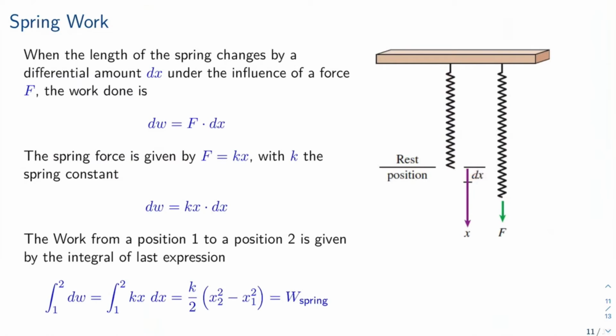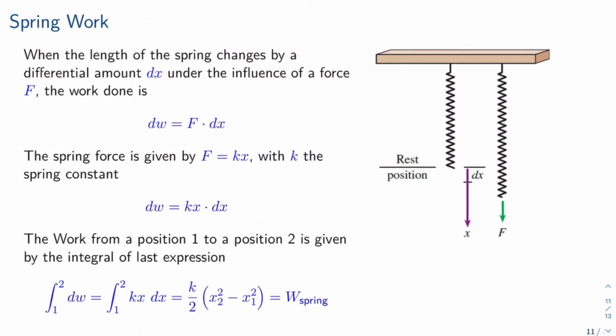Now the force in a spring is given by k multiplied by x, where k is the spring constant. So if we replace this value in the force, we obtain that dW, the differential of work, is equal to kx dot dx. That dot product is a standard product because the force and the displacement are in the same direction.